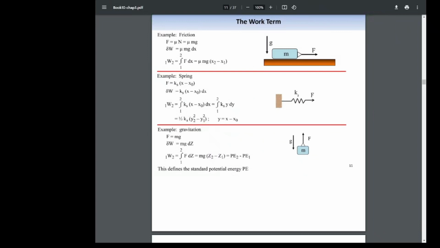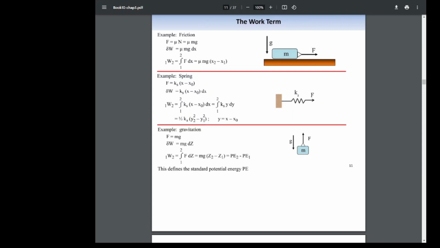Okay, now we're going to look at work, mechanical work, and three forms of it for now. We'll look at friction, spring, and gravitational. Okay, so we're starting off with force. Force of friction is the coefficient of kinetic friction times the mass times gravitational acceleration.